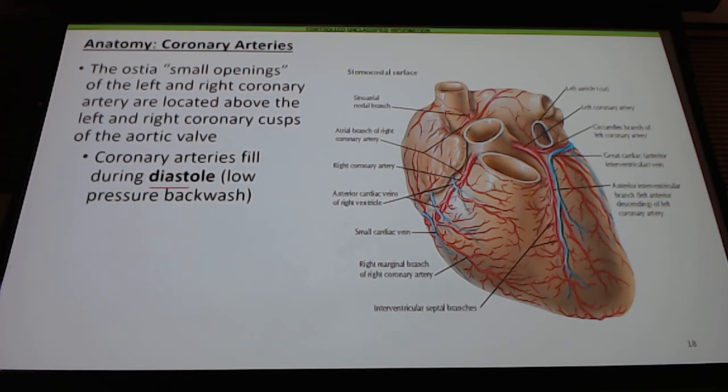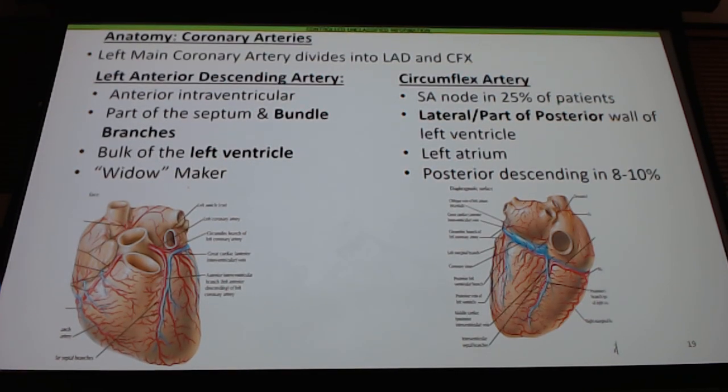Otherwise, you wouldn't get perfusion of the myocardium. Then just know a general characteristic of some of the coronary arteries, what major structures they perfuse, because that will help you in the future when we talk about acute coronary syndromes and heart attacks. If you have an occlusion of one of those coronary arteries, you can understand what the secondary impacts are, what structures are going to be damaged because of that lack of perfusion.